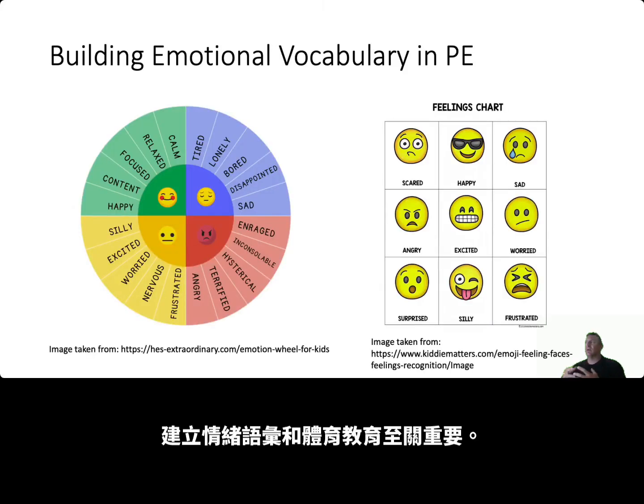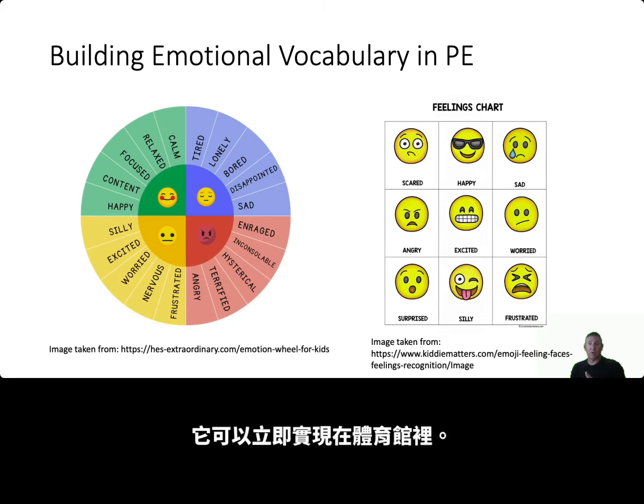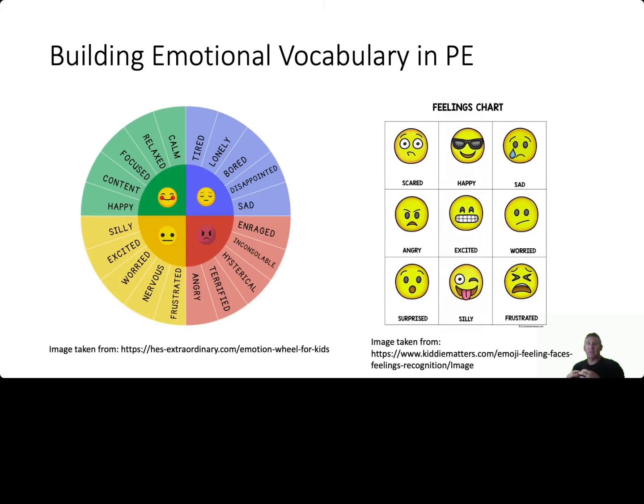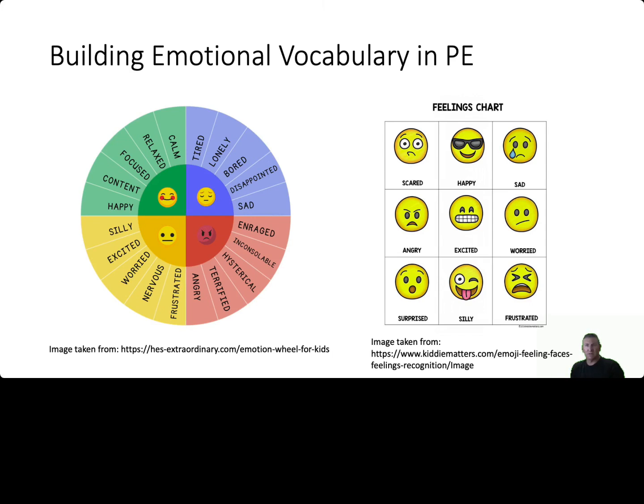Building emotional vocabulary in physical education is essential. Developing this rich emotional vocabulary is a core social emotional learning goal, and it can happen right in the gymnasium. Start by naming emotions out loud. That game was intense, but I felt a little anxious at first. Or things like, I saw some big smiles when the taggers changed roles.